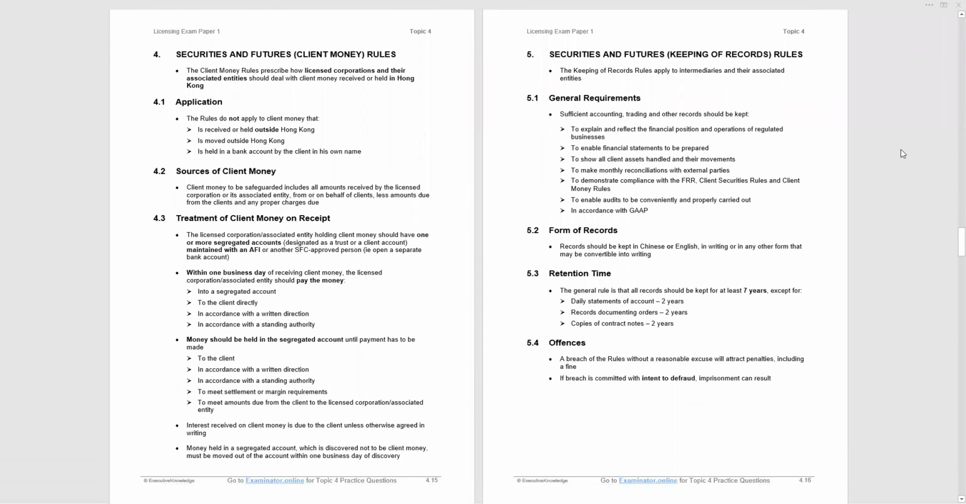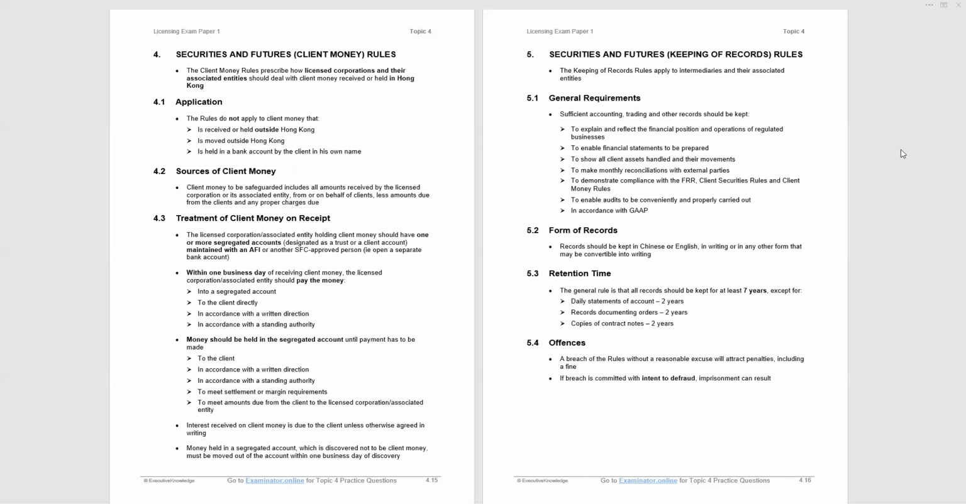Client money rules, very similar to client security rules, in that they're protecting client money that's held by the licensed corporation. Again, major point is it only applies to client money held in Hong Kong. Another major point is client money must be held in segregated accounts. You cannot hold it in your intermediary's own bank account. It must be separated, a segregated account.